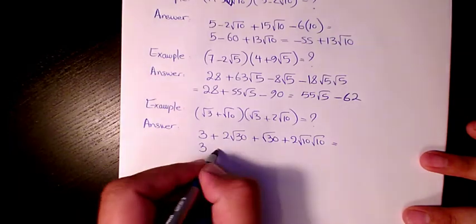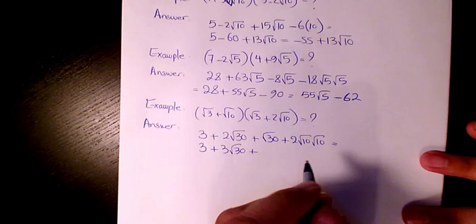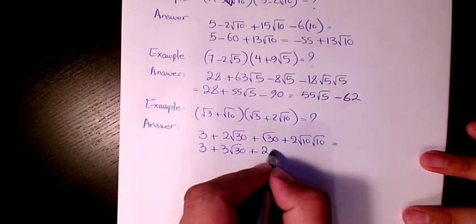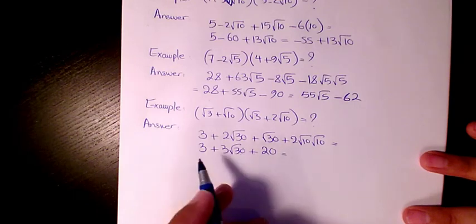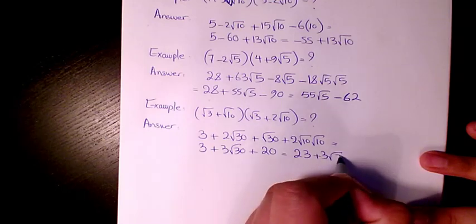That makes it 3 plus 3 root 30, plus 2 times root 10 times root 10 is going to be 2 times 10, which is 20. Can we simplify it more than that? Let's see. So 30 is 3 times 10, which is 3 times 2 times 5. So we cannot simplify it more than that. So it's just going to be 23 plus 3 root 30.